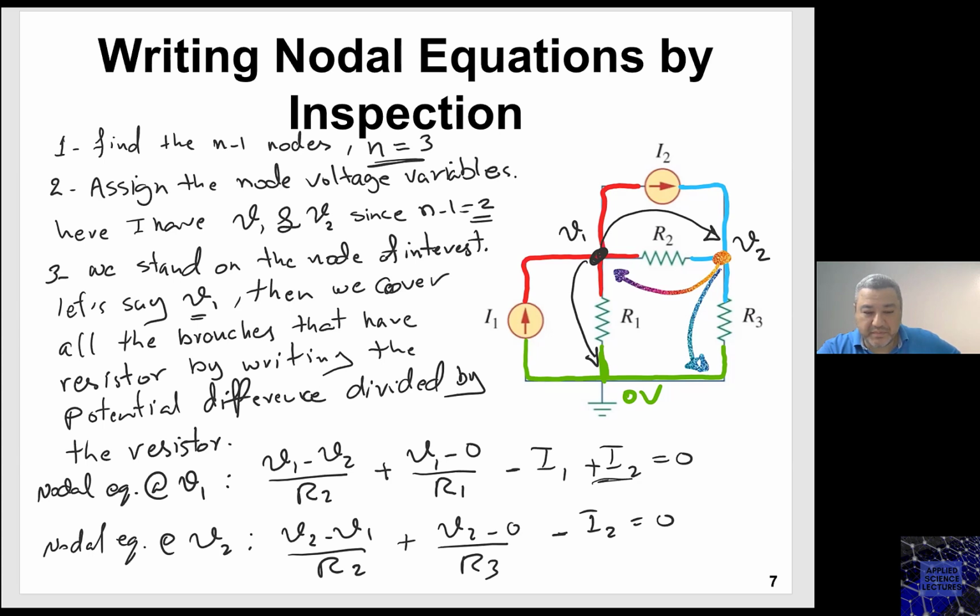So you find your nodes, declare a voltage for them, write the KCL, and swap the currents with delta V over R, whichever one that is. Yes. Okay, thank you.